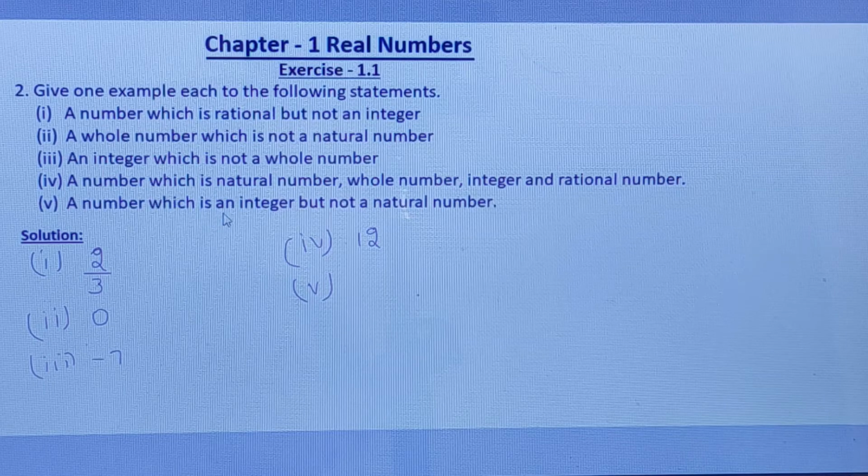A number which is an integer but not a natural number. If you take any negative number, right, it is not a natural number. Even 0 is not a natural number, it is an integer. But I am taking, for example, minus 1. So it is an integer but not a natural number.